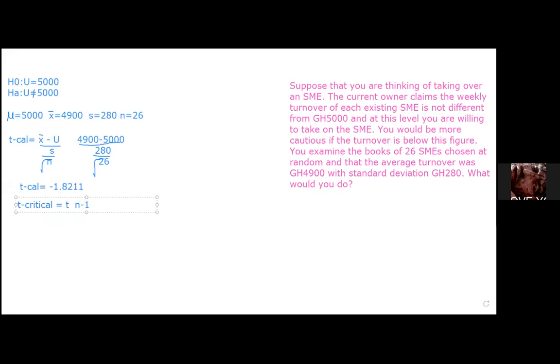Now, what is our alpha? Who can tell me what our alpha will be? Our alpha will be 5%, 0.05, because it's a two-tailed test. Forget about dividing the alpha by two. Here in research methods, we don't divide by two. And then N is 26. So 26 minus one gives us 25. That's the degrees of freedom.